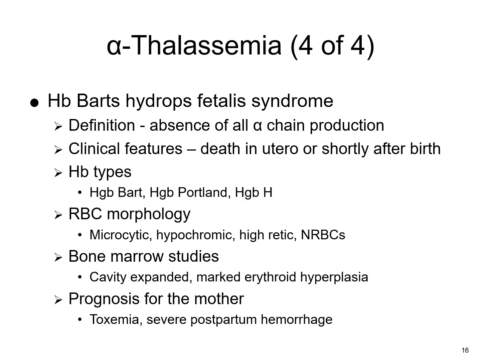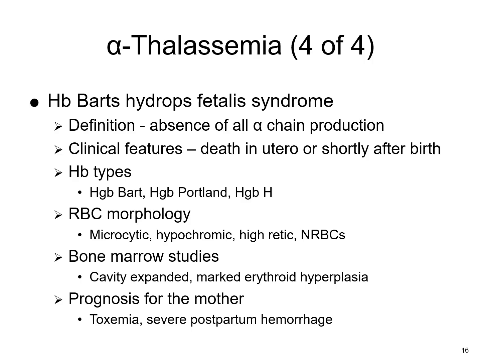Bart's hydrops fetalis syndrome. So this is a syndrome that is caused by the complete absence of alpha globin chain production. This is due to the deletion of all 4 alpha globin genes. This results in a severe imbalance where no normal hemoglobin can be formed. So clinically, this condition is incompatible with life. Typically, this will lead to death in utero or shortly after birth.